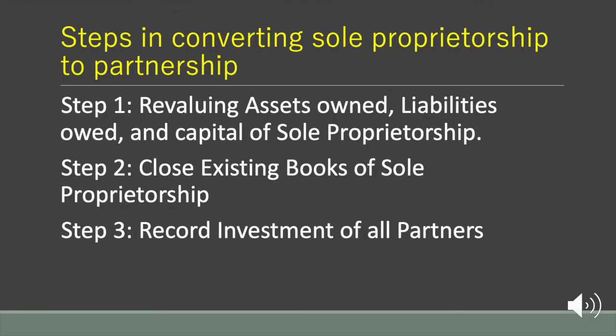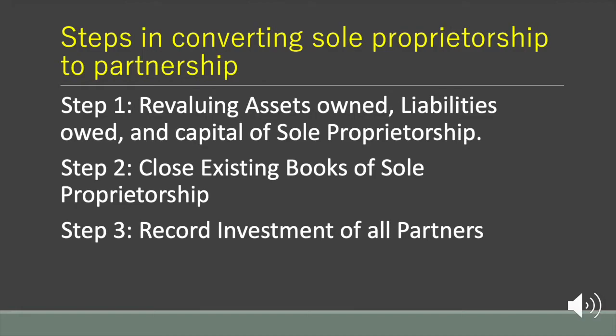In converting sole proprietorship to partnership, there are three steps that we follow according to the book. Step 1, revaluing assets owned, liabilities owed, and capital of sole proprietorship. Step 1 is for making adjustments, which was taught to you by James, and this is to adjust for the values that were proposed by each partner before making the partnership business. Second step is to close existing books of sole proprietorship. This is to make way for the new books that will be opened for the partnership business.